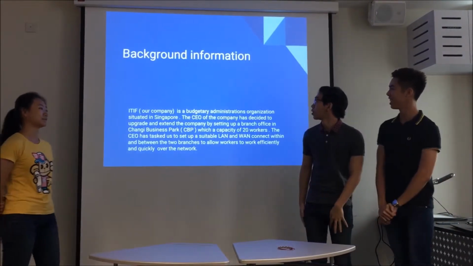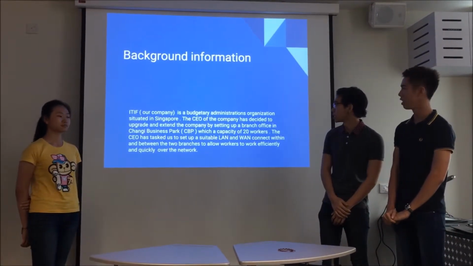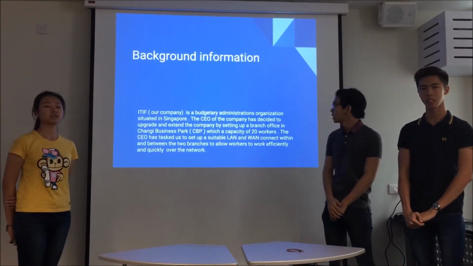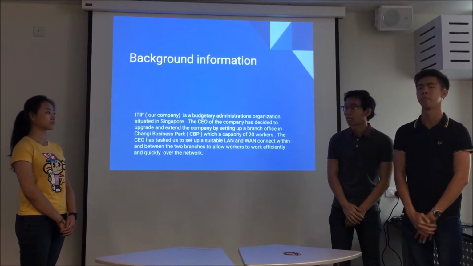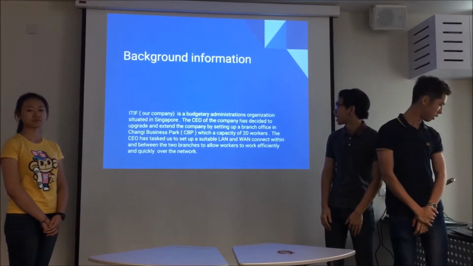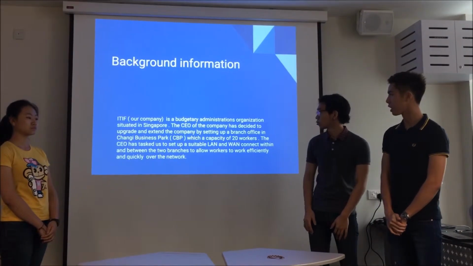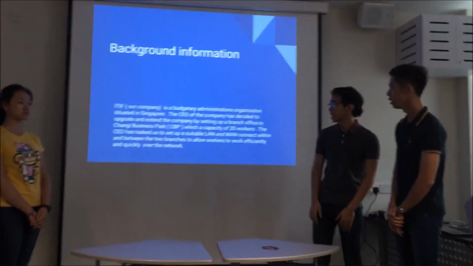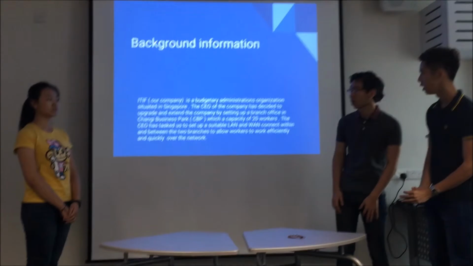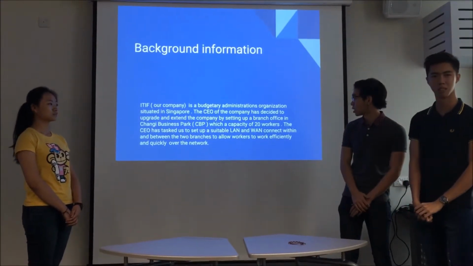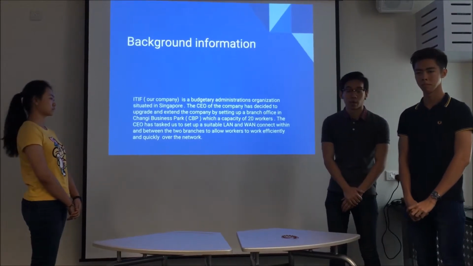Okay, so on to our background information. ITIF, our company, is a budgetary administration organization situated in Singapore. The CEO of the company has decided to upgrade and extend the company by setting up a branch office in Changi Business Park, which has a capacity of 20 workers. The CEO has tasked us to set up a suitable LAN and WAN connection between the two branches to allow workers to work efficiently and quickly over the network.